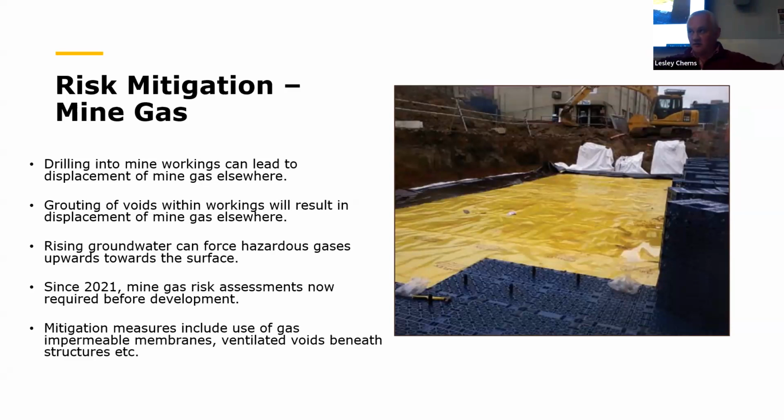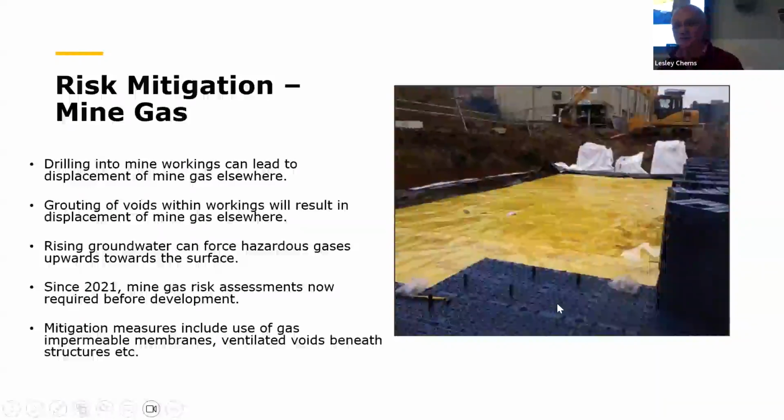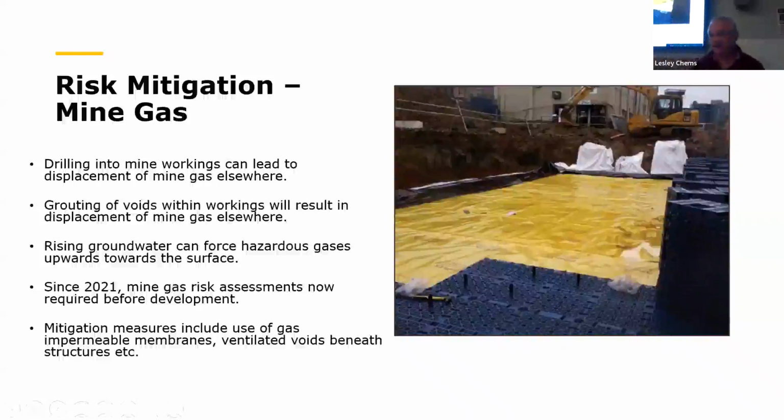So you either put a subfloor void in beneath your structure with a gas membrane, which is this yellow sheet. That's completely gas impermeable. Or you do a structure like this, which is prefabricated voided boxes. Okay. And since 2021, this is new for Kevin, he doesn't know this. Since 2021, you actually have to do a mine gas risk assessment before developments in mining areas.